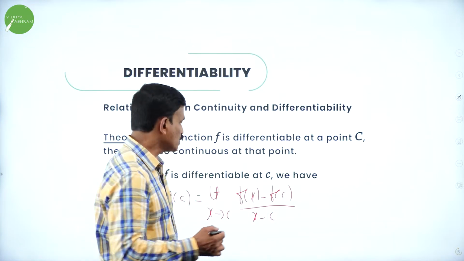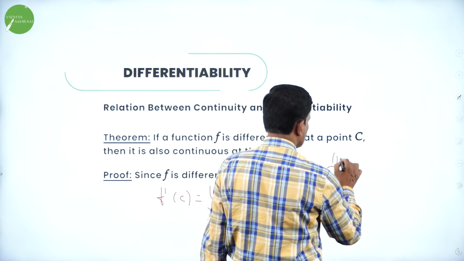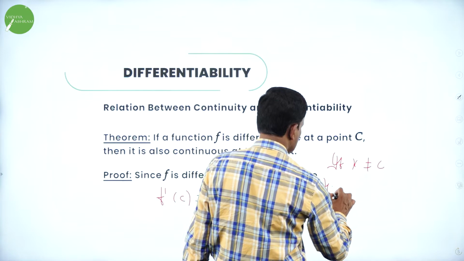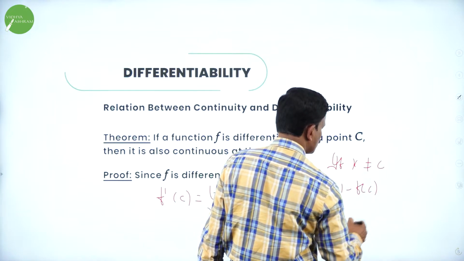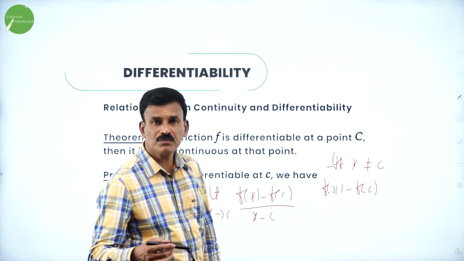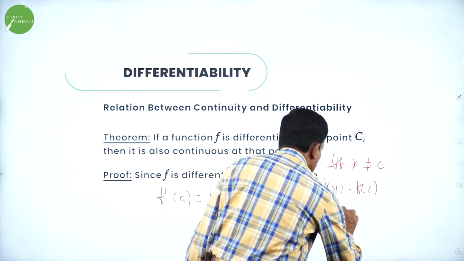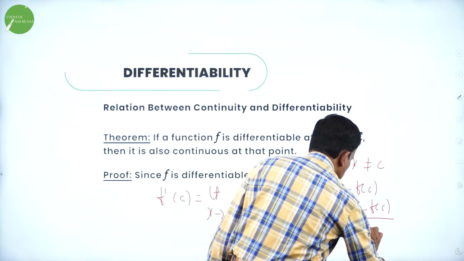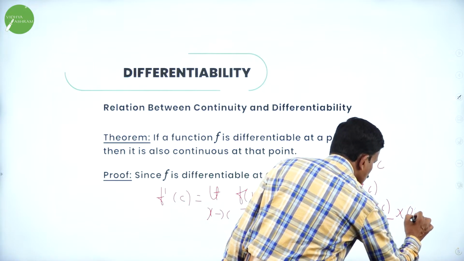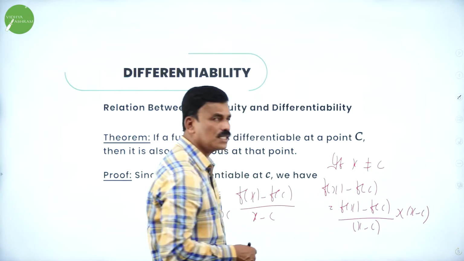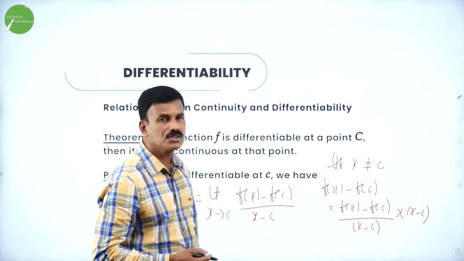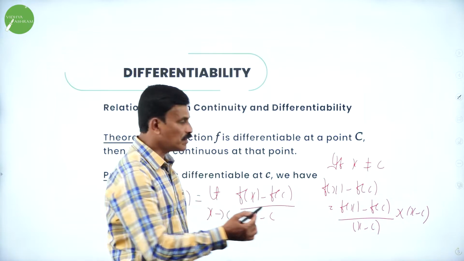Suppose x is not equal to C. Then f of x minus f of C can be written by multiplying and dividing by x minus C. This is equal to f of x minus f of C divided by x minus C, into x minus C. This x minus C and x minus C get cancelled. We will get f of x minus f of C when x is not equal to C. Now, just apply the limit for this.